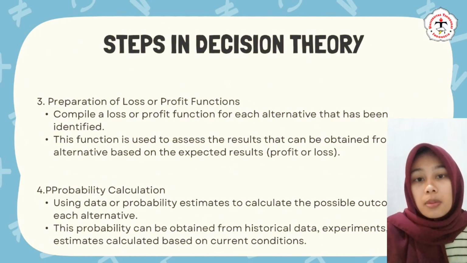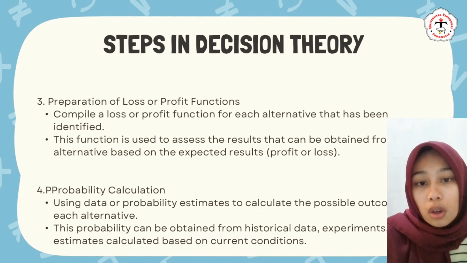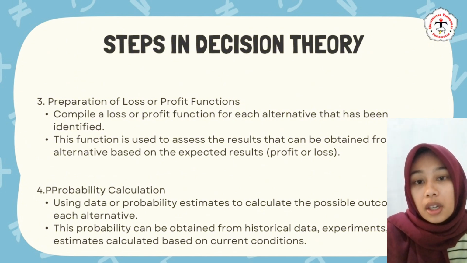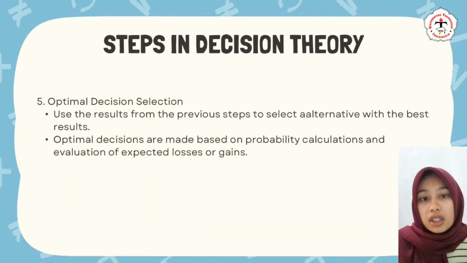Probability calculation. Using data or probability estimates to calculate the possible results that can occur from each alternative. This probability can be obtained from historical data, experiments, or estimates calculated based on current conditions. Decision selection. Using the result of the previous step to choose the alternative with the best result. Optimal decisions are made based on probability calculation and evaluation of expected loss or profit.